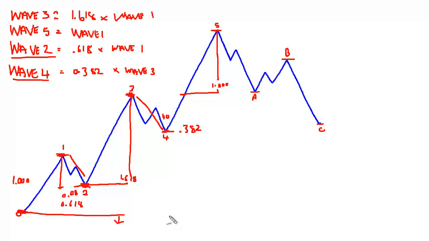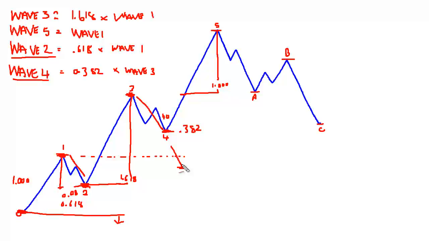Okay, the second rule is wave 4 may never, and I repeat, may never end in the price territory of wave 1. What that basically means is that this is wave 4 right here. Okay, now this is where wave 1 is. Wave 4 can never extend down to this area into wave 1's territory. If it does, it's a failed wave, and then you need to restart your calculations again, which can be a murder.